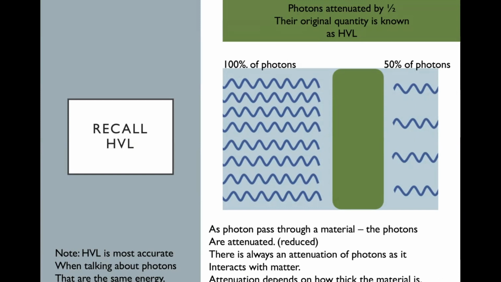So as photons pass through a material, the photons are attenuated or reduced. And there is always an attenuation of photons as it interacts with matter. And the amount of attenuation depends on how thick the material is. Also, the atomic number of the material.